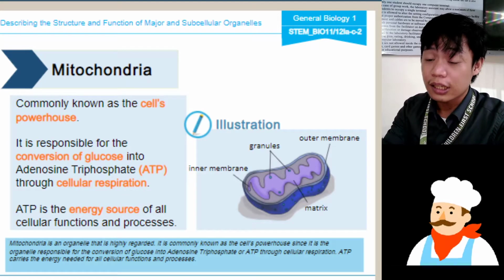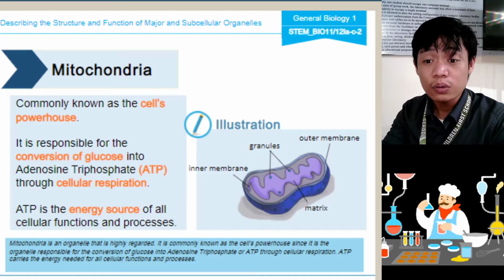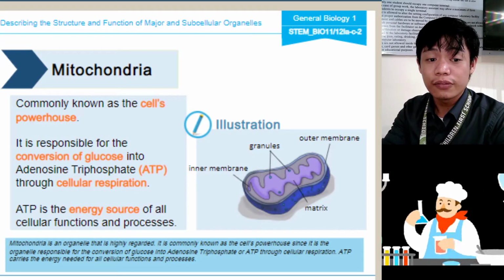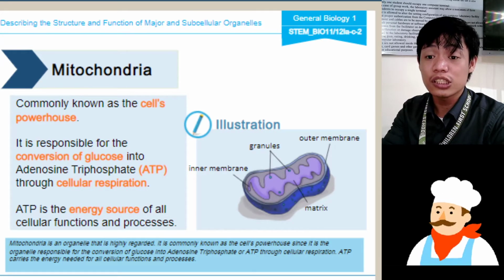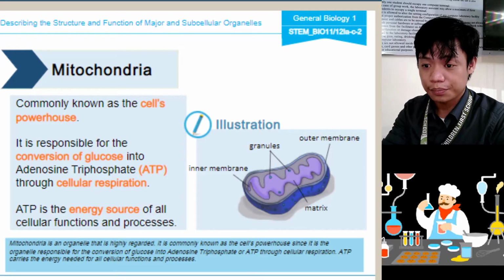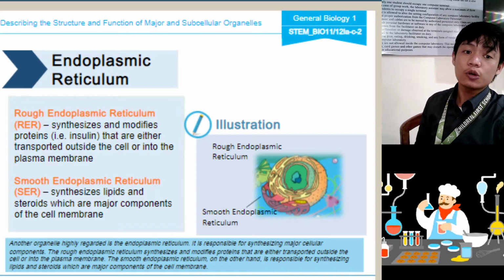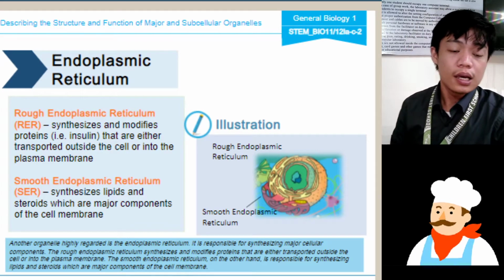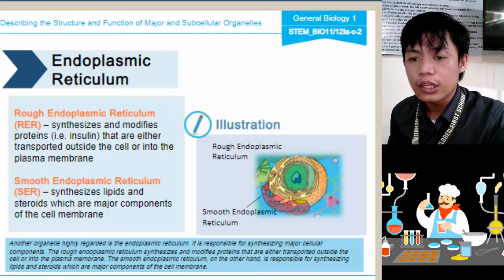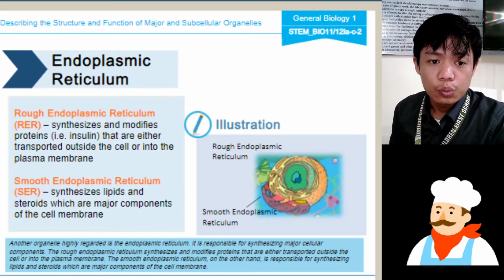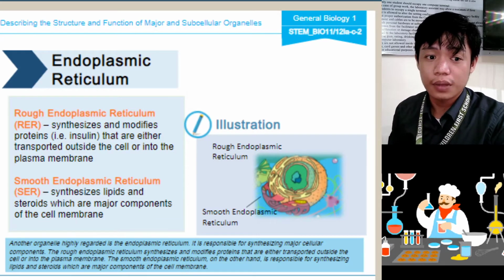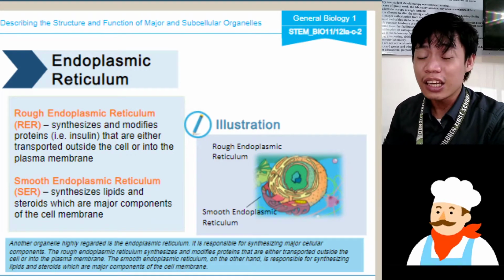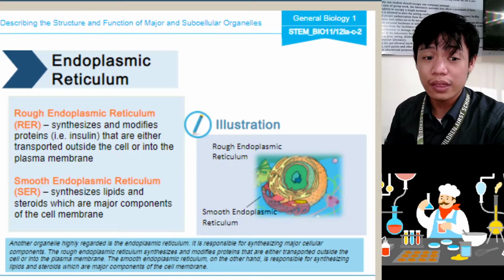And take note that the mitochondria is the powerhouse, it converts glucose, it is the site of cellular respiration, and it is the energy source of the cell. So next is the endoplasmic reticulum. When we say endoplasmic reticulum, we have two types: the rough ER and the smooth ER.